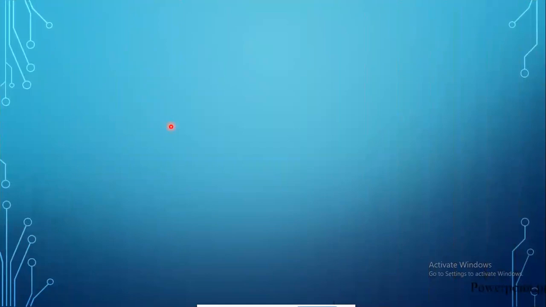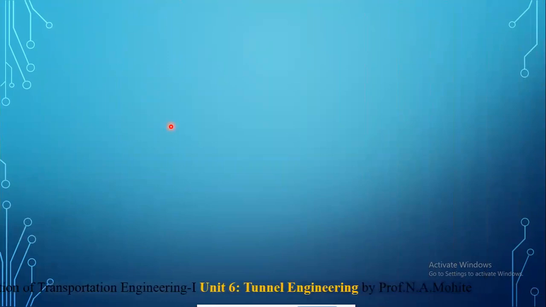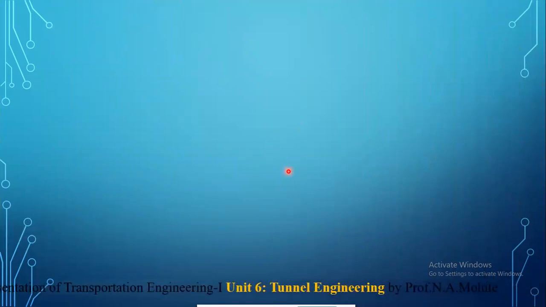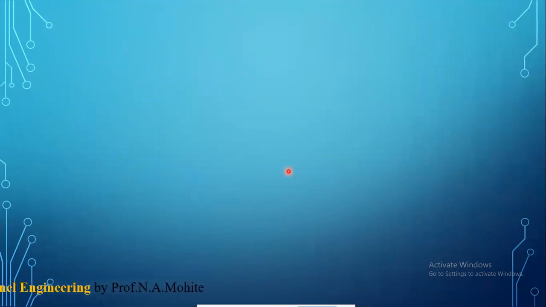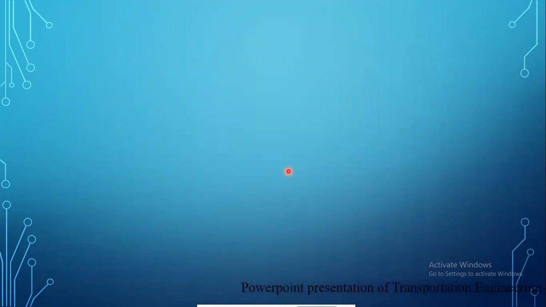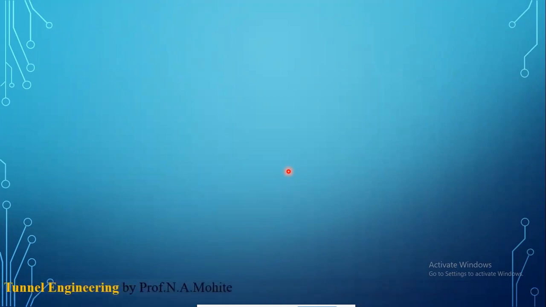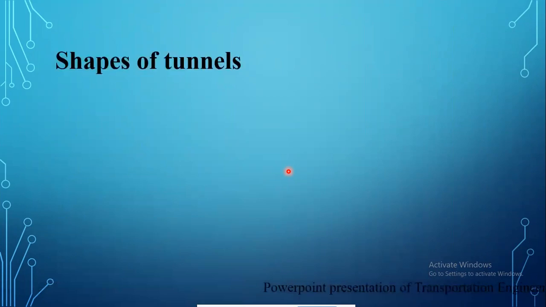Now you know the size of the tunnel, but we should also know what type of shape should be provided, what its suitability is, and where a particular shape of tunnel should be utilized. A person should know this, because we have seen that the main disadvantage of tunneling is that a skilled person or a person with sound knowledge is required; unless you have such a person, you cannot go for construction of the tunnel.